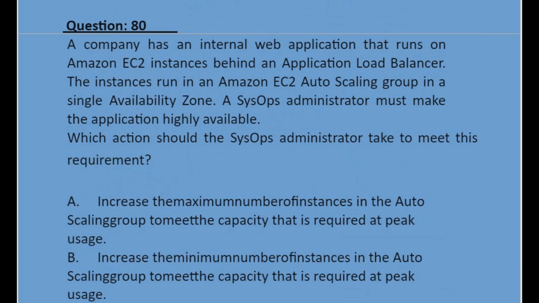Question is, a company has an internal web application that runs on Amazon EC2 instances behind an application load balancer. The instances run in an Amazon EC2 auto-scaling group in a single availability zone. A SysOps administrator must make the application highly available. Which actions should the SysOps administrator take to meet this requirement?